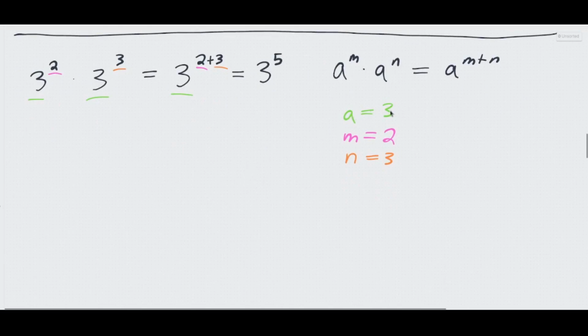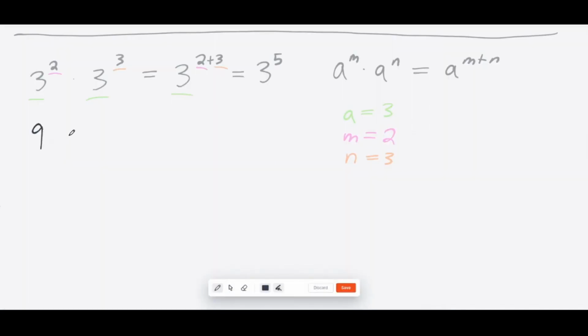And then here's one last example with the numbers that we were talking about before. So here our base is going to be 3. So a is 3 here. m, our first exponent, is 2. And n, our second exponent, is equal to 3. So we can actually test out if this works. So 3 squared here, that's going to be equal to 9. 3 cubed, that would be 3 times 3 times 3, which is 27. And then over here, apparently that's supposed to equal 3 to the 2 plus 3 power, which is 3 to the fifth power. So we need to check if this is really true.